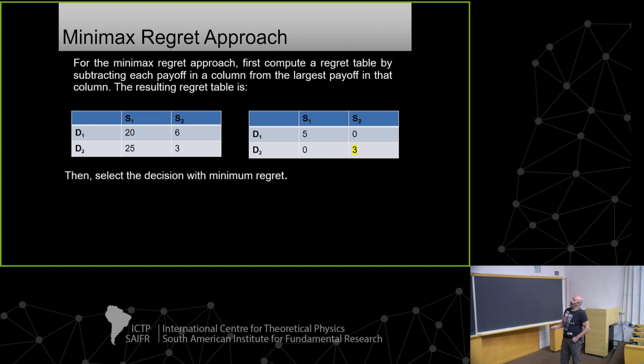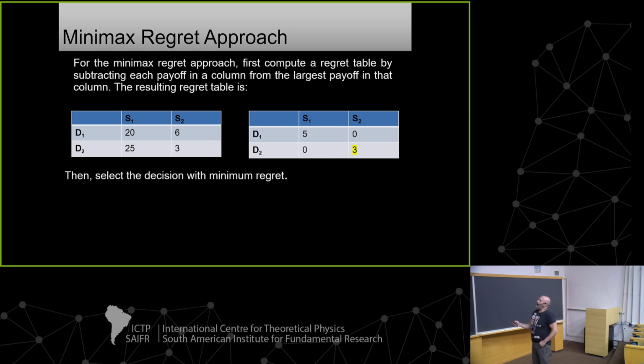For example, the minimax regret payoff. What I am going to do is to build up, so this is the table of the payoff, and in this situation, I make the difference between the highest payoff and all the payoffs. For example, this is 25 minus 25, this is 25 minus 20, this is 6 minus 6, and this is 6 minus 3. So what I am doing is subtracting from the highest payoff the value that is in the table for each of the situations. So here I subtract from 25, 20, and 25, and here I subtract from 6, 6, and 3.